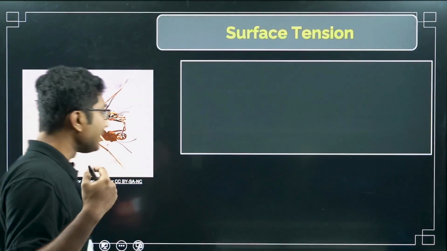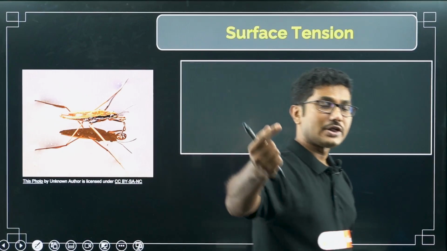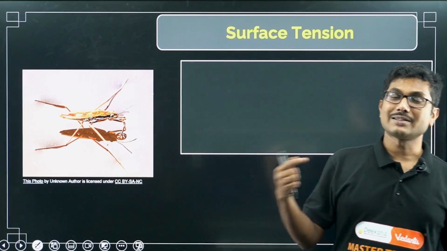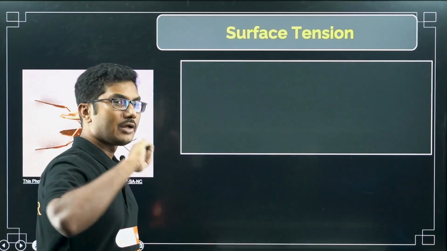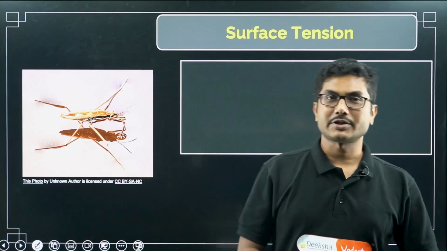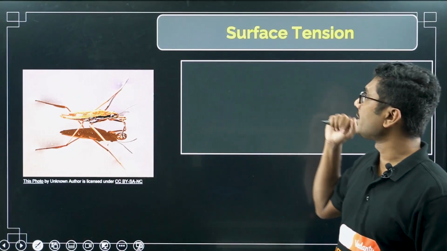Now this formula is very important. A question in electromagnetism came last year based on this Stokes' law concept. So don't ignore that formula. You have to remember the basic structure of the formula. Now let's look into surface tension.